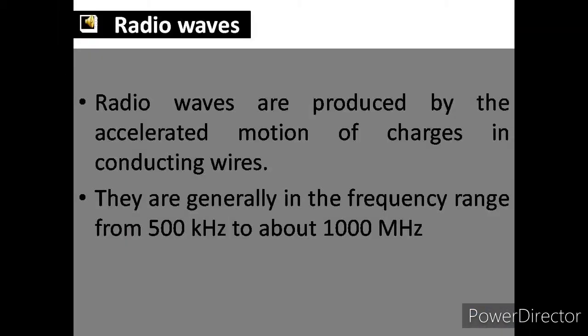First, from the 7 types of radiation, we have the radio waves. Radio waves are produced by the accelerated motion of charges in conducting wires. They are generally in the frequency range from 500 kHz to about 1000 MHz.